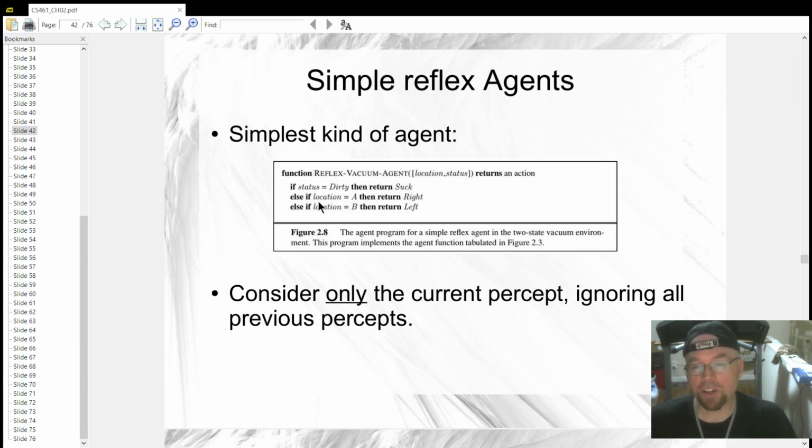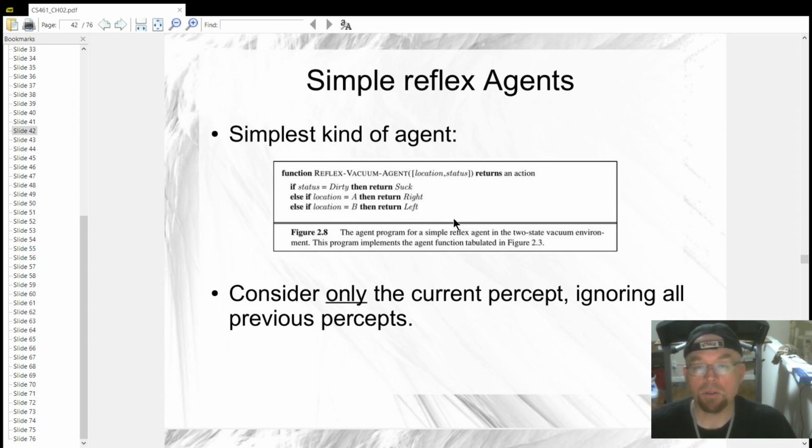Otherwise, if your location is equal to A, so if you're in the A square, then return right. By doing that, you're saying if it's clean and the location is A, then the vacuum should move right. So instead of a table laying this all out, we're using logic, a decision structure. Otherwise, if the location is equal to B, then return left. So if it's dirty, just suck. Otherwise, if it's not dirty, are you in A? If so, go right. Otherwise, go left.